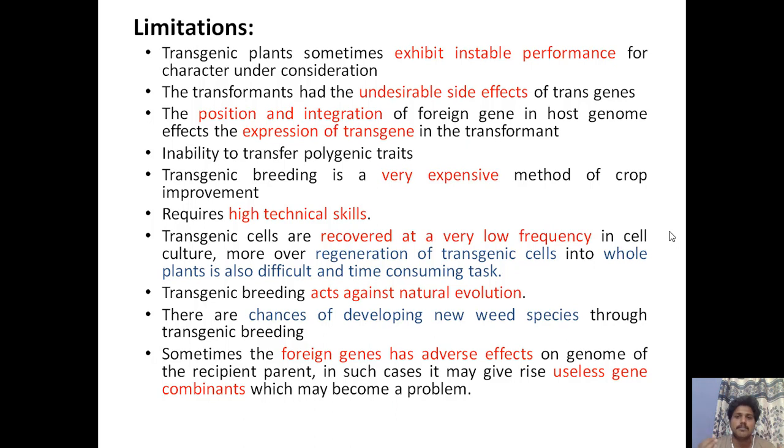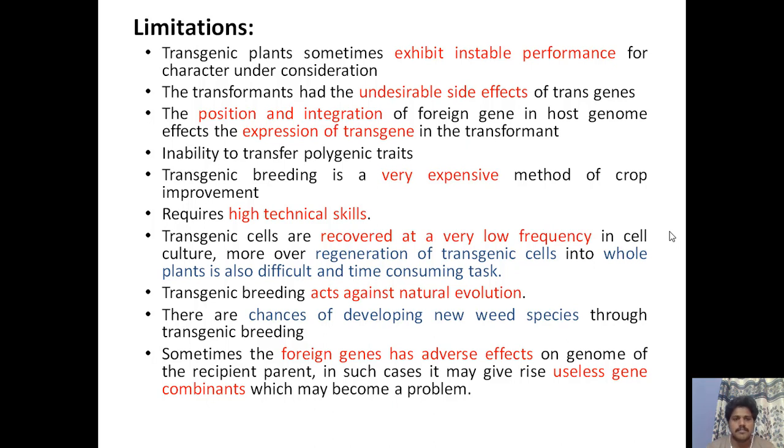Then transgenic breeding is a very expensive method, very expensive really. Then it requires high technical skills, and transgenics are recovered at a very low frequency in the cell culture, and moreover regeneration of the transgenic cells into the whole plants is also difficult, and it's a time consuming task. And transgenic breeding acts against natural evolution. That's a limitation really. So these transgenic breeding and natural evolution are two opposites.